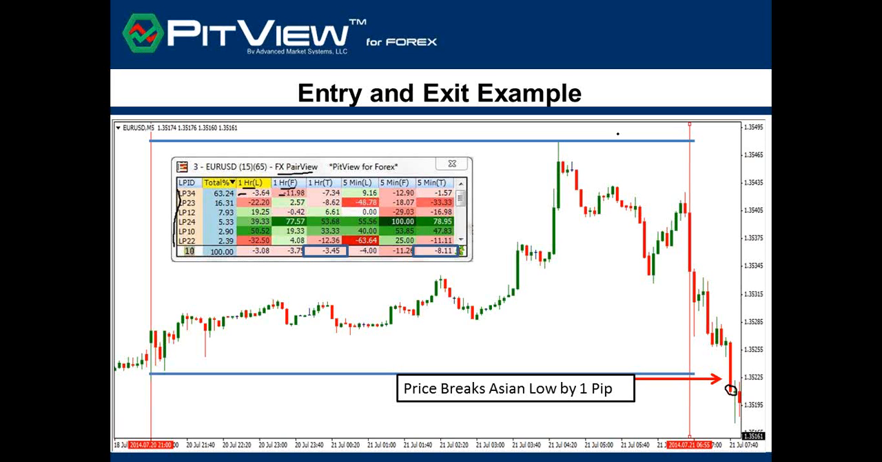Following is when, if the bid is 1.3500 and the ask is 1.3501, if you remember, we have multiple market makers on PitView.